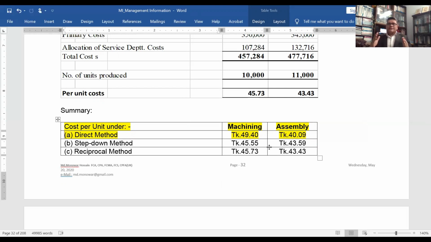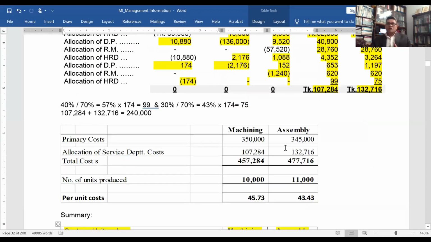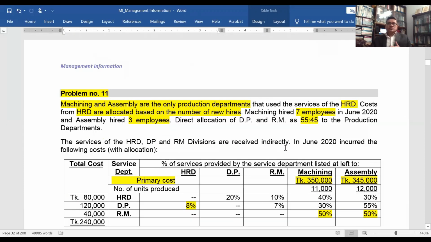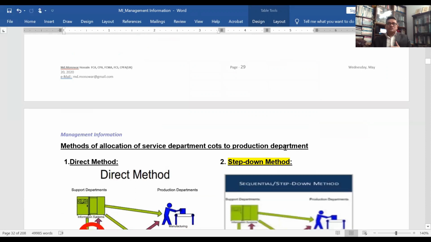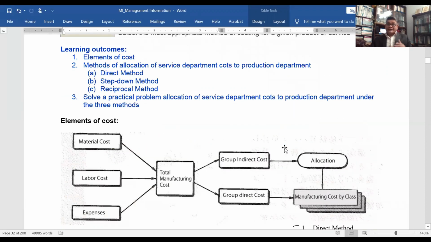So it's for today. We will meet again in the next module. So what today we have learned: the elements of cost. We know the elements of cost: material cost, labor cost, overhead cost, and we learned the allocating of service department cost to production department.